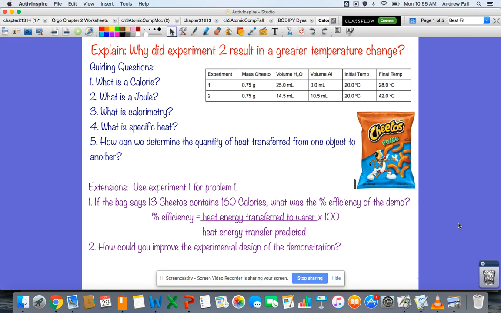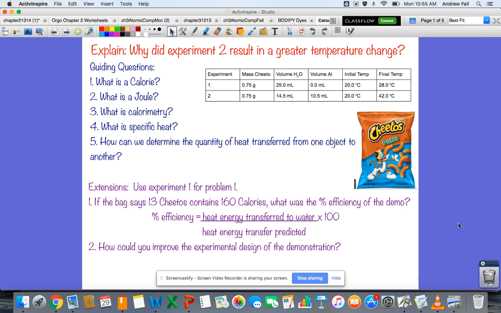What we did is we took a Cheeto and split it exactly in half. Then we ignited the Cheeto underneath each of those test tubes, and we observed the temperature changes to be as follows. The first experiment, where it was just water, the temperature went from 20 degrees to 28 degrees. In the second experiment, where the aluminum cylinder was present, you experienced a greater temperature change. The water went from 20 degrees to 42 degrees.